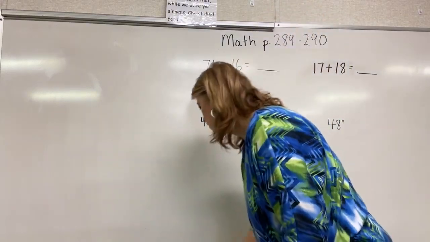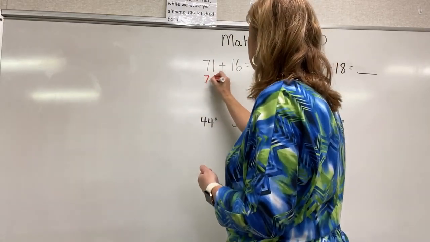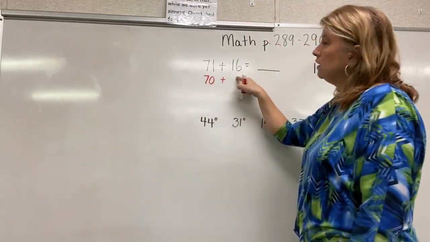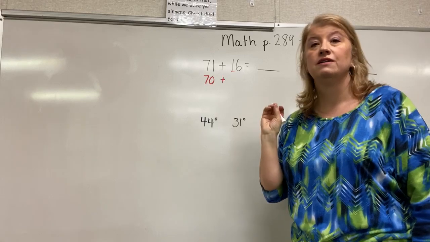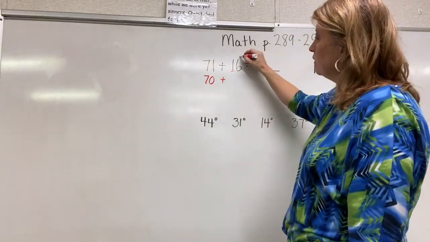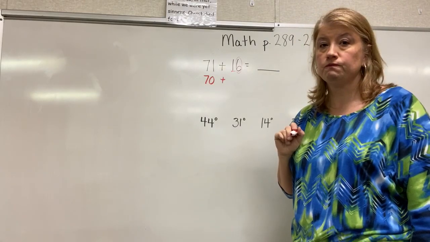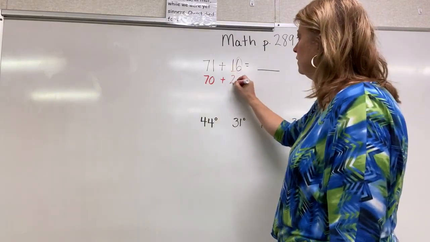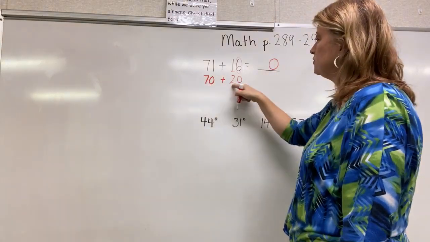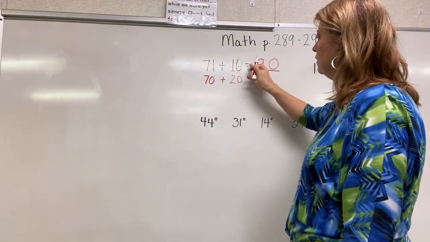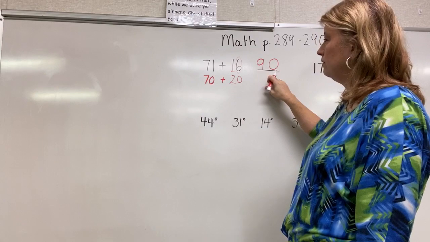My pen isn't going to work. Let me get a different one. There we go. And then 16, we look at this. It'll be between what two numbers when you count by tens? 10 and 20. Then we look at the 6. Is 6 greater than 5? Yes. So we are going to round it to 20. 70 plus 20. 0 plus 0 is 0. 7 plus 2 is 9. That would be the estimate.